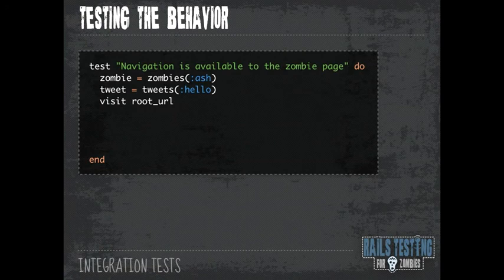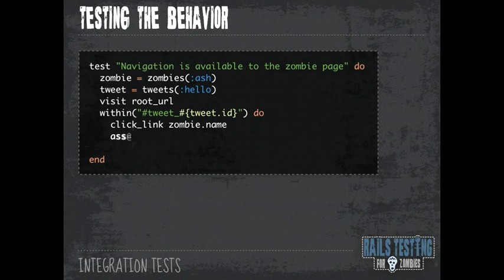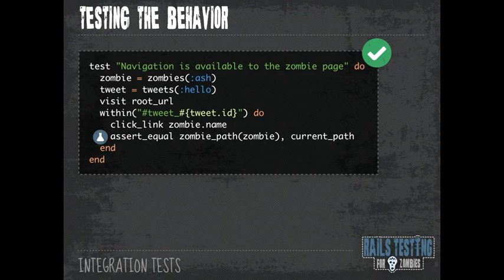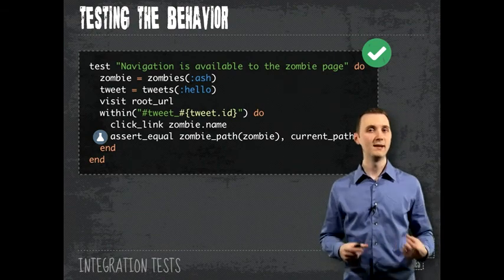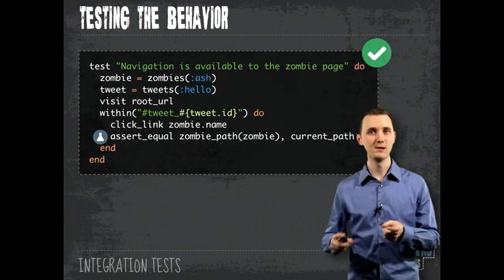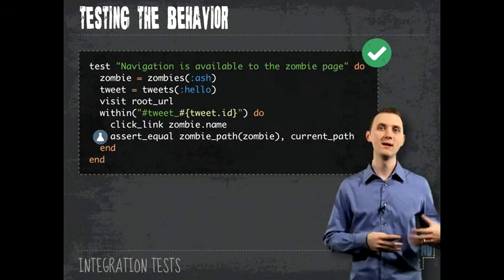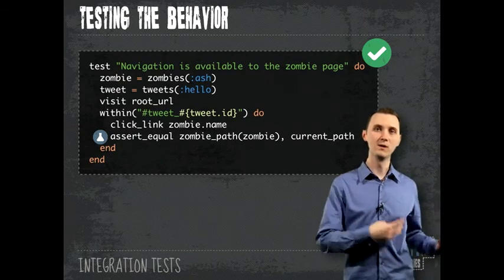We could say, well, within an element with the ID of tweet1, for example, we want to make sure that there is a link with the zombie's name on it. And when we click on that link, we want to make sure that we end up on the zombie's page. So rather than looking for elements and text on the page that says I should have an href that does this, we're now saying this is what we did and this is where we are.